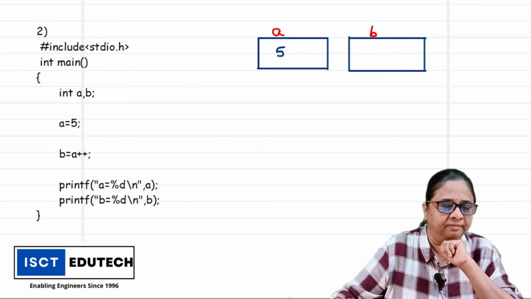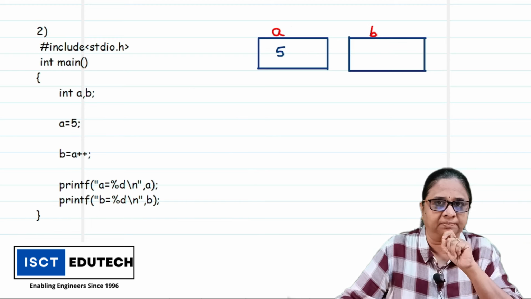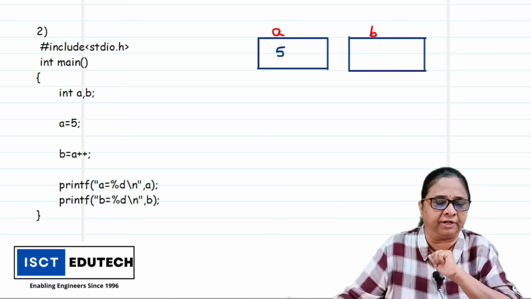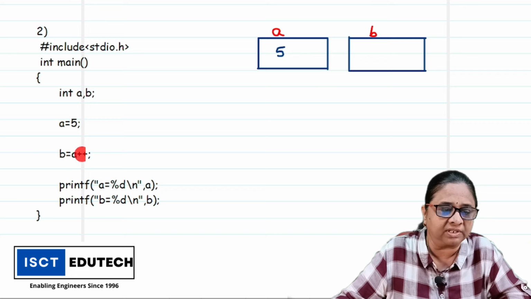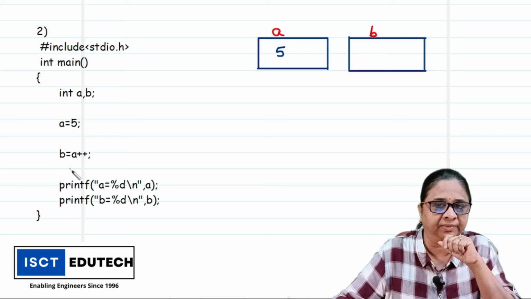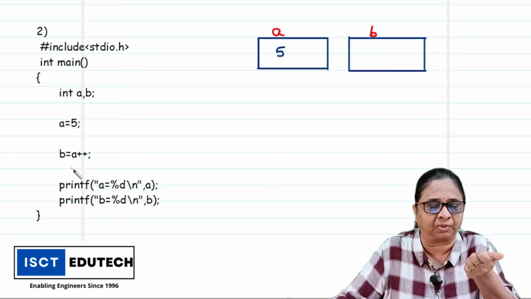Now I have B is equal to A plus plus. The same example I have written with post increment. Now, what is the priority over here? Out of these two, which has got the highest priority? Now, assign has got the highest priority and post has got the last priority.